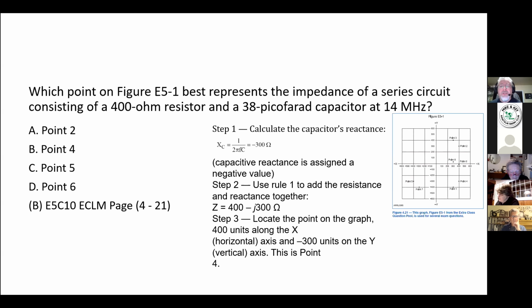So the first step is to calculate the capacitor's reactance, and then use rule number 1 to add the resistance and the reactance together, and then locate the point on the graph. And the correct answer is 4, letter B.